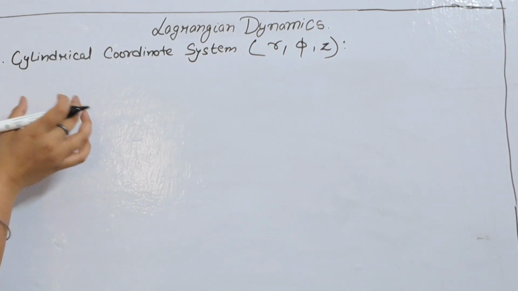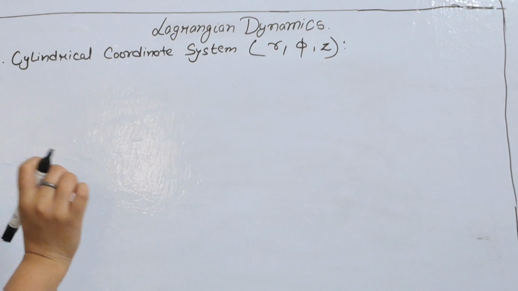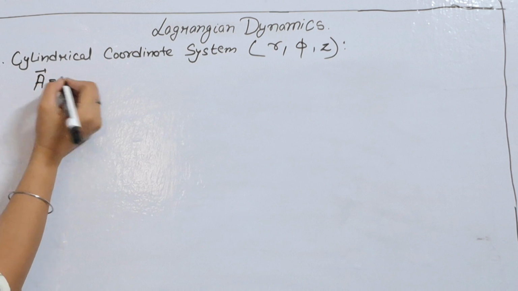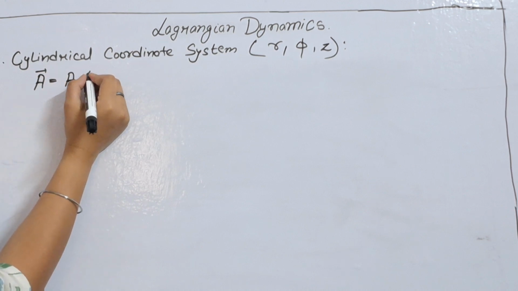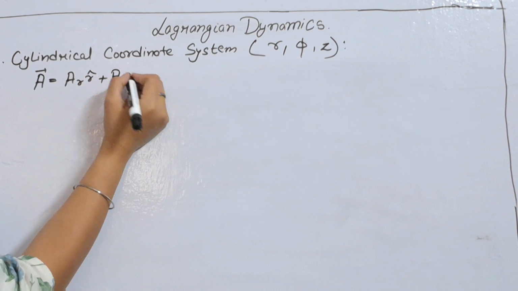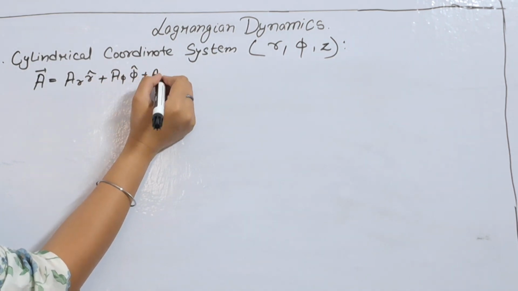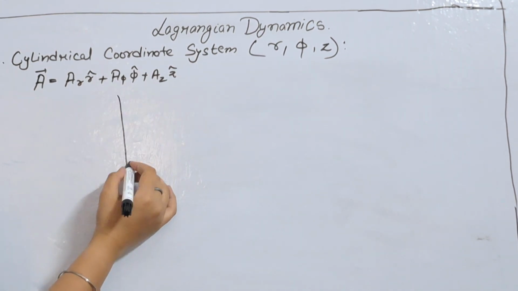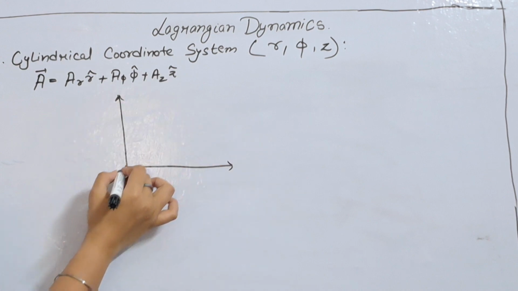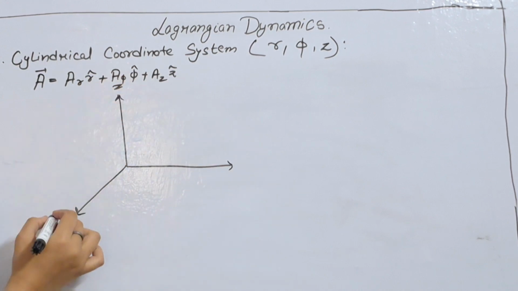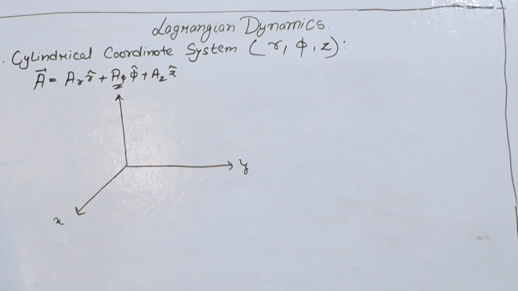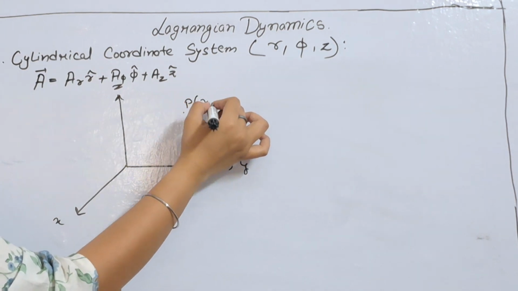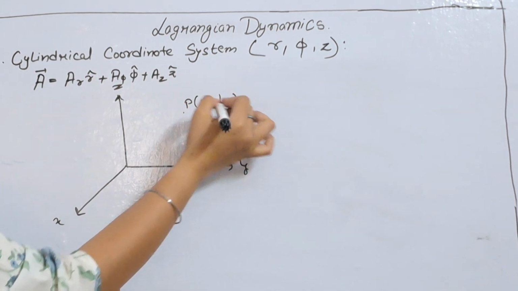Now we will discuss the last coordinate system, that is the cylindrical coordinate system. Here any vector A can be written as A_r r cap plus A_phi phi cap plus A_z z cap. Now let us draw our axes: z, x and y. This is the point P which is represented by r, phi and z.